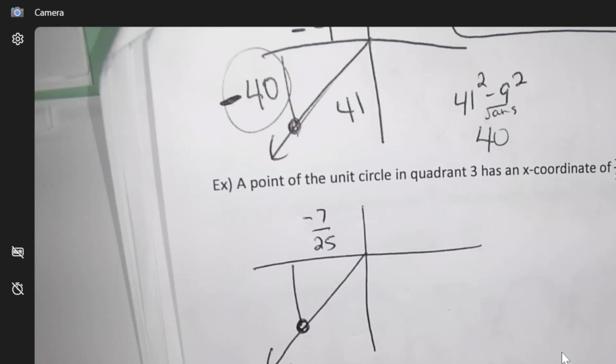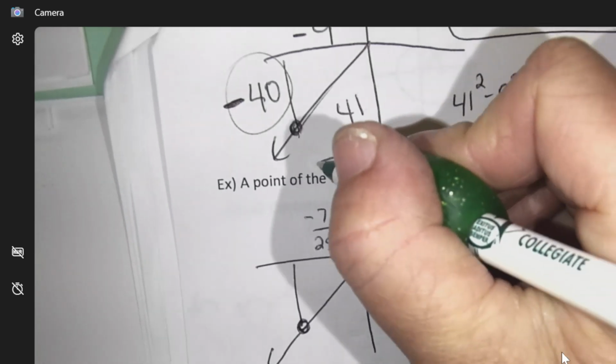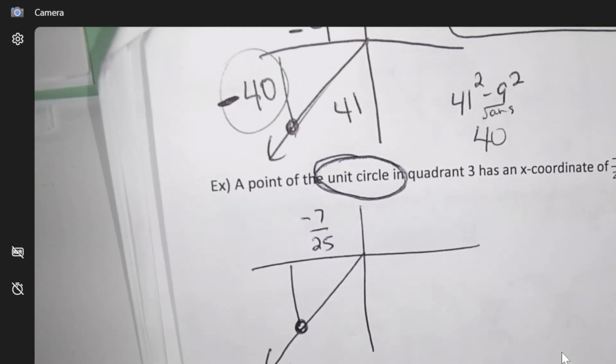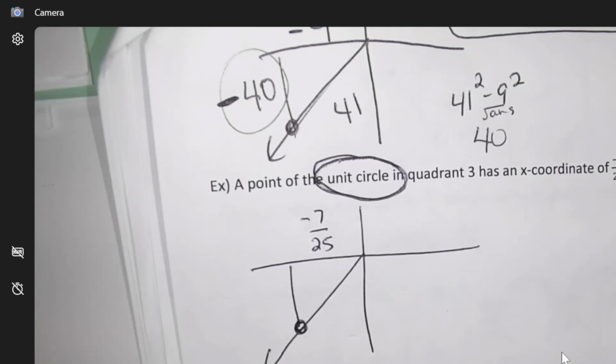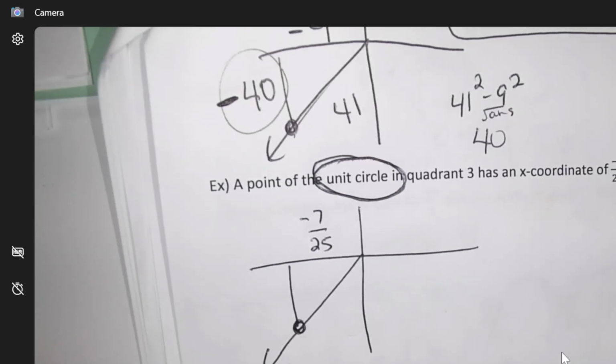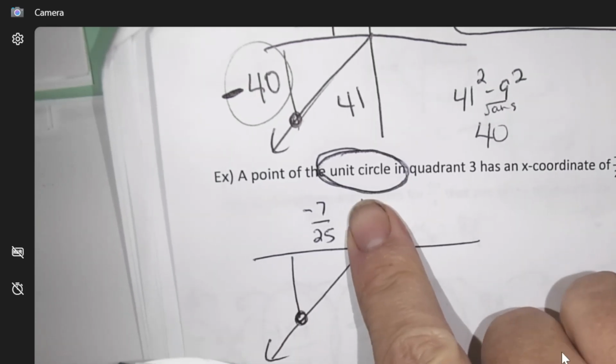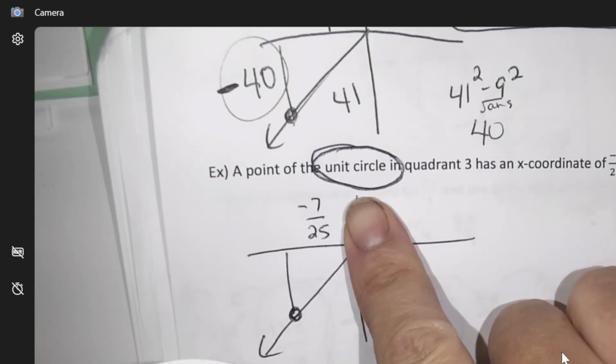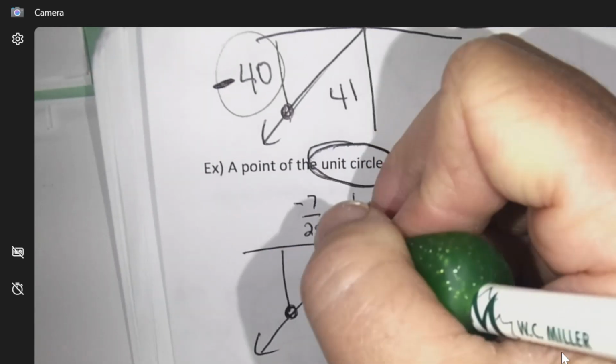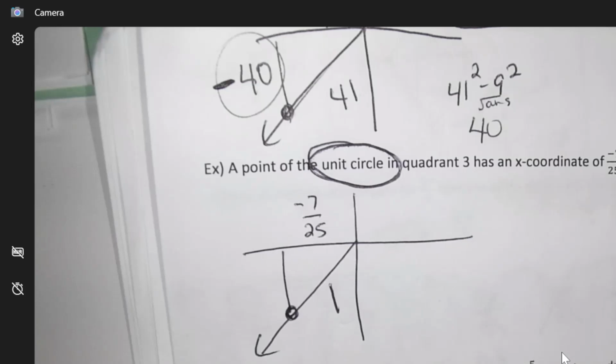The radius, somebody said? Why? What do I know about it? Exactly, good. You remember that. Okay, so it told me this was on the unit circle, so what do you know about that unit circle? That's 1.